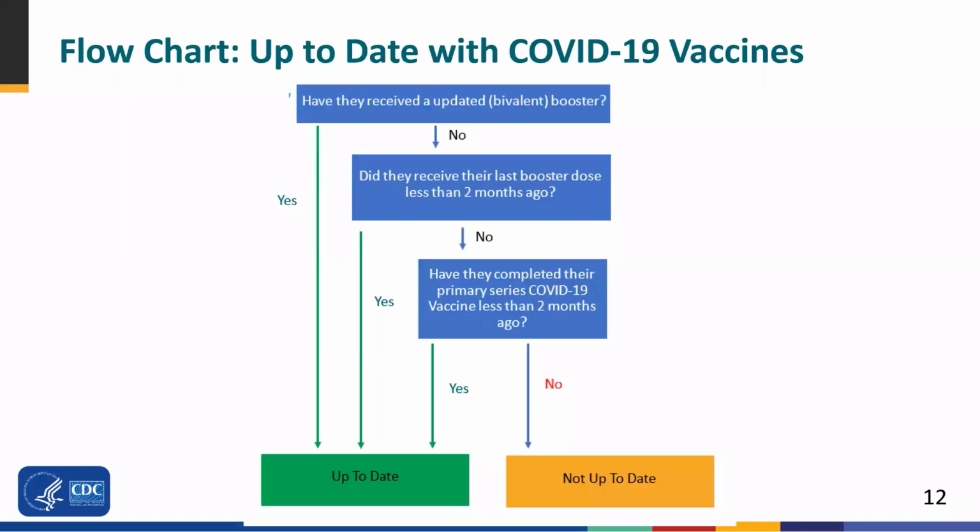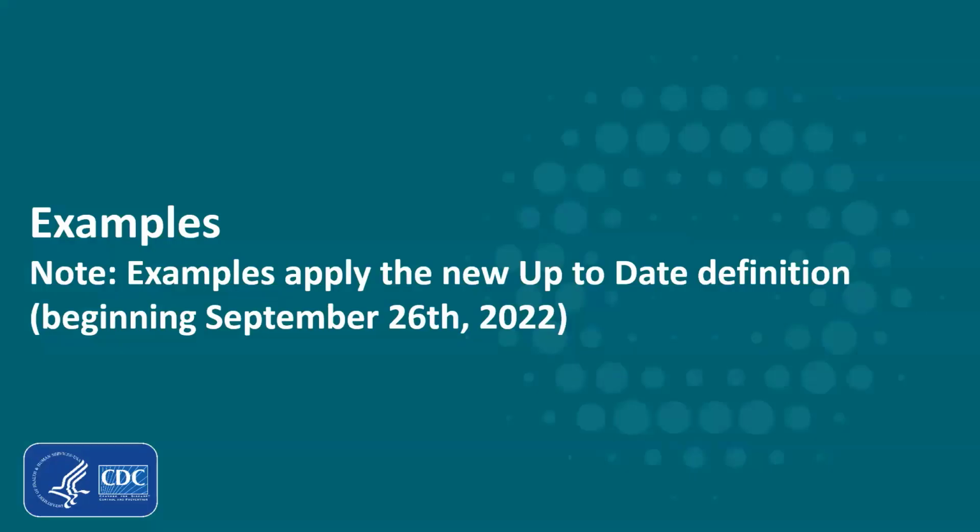The following flowchart can be used to help you determine when individuals are up to date according to the new definition. Now let's review a few examples of how to report up-to-date COVID-19 vaccination status.